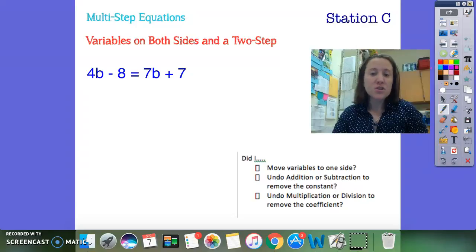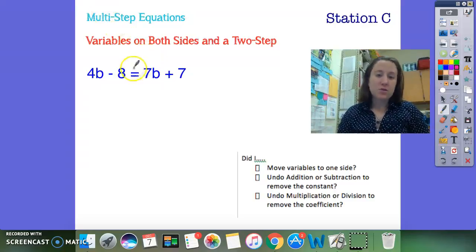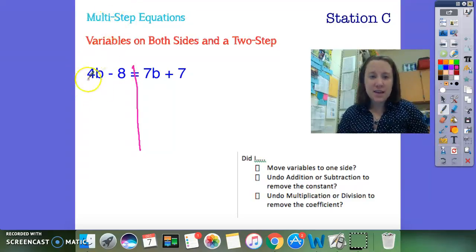So you have the checklist there. In the order that we have to go, we need to first move all of our variables to one side. We then need to do a two-step equation: undo addition or subtraction, and then undo multiplication or division. I'm going to start the same way, draw a line through the middle to show that I'm keeping it balanced. And when I talk about moving a variable from one side to the other, I'm always just adding or subtracting it.